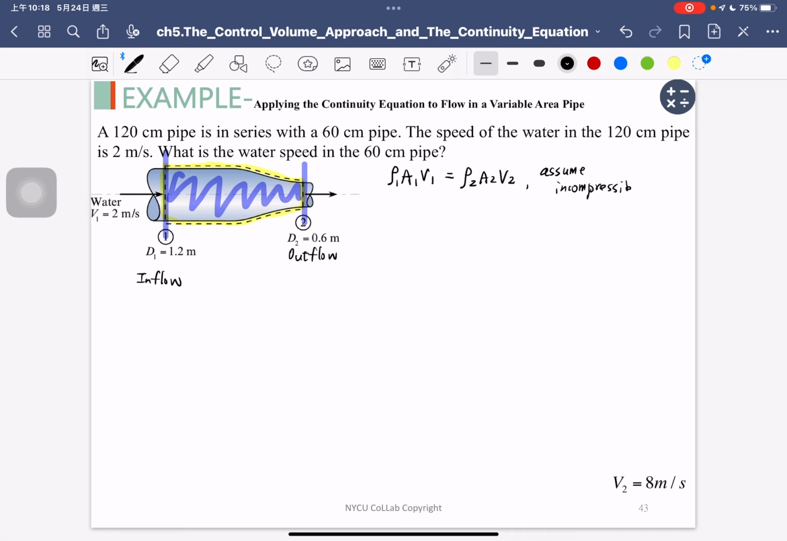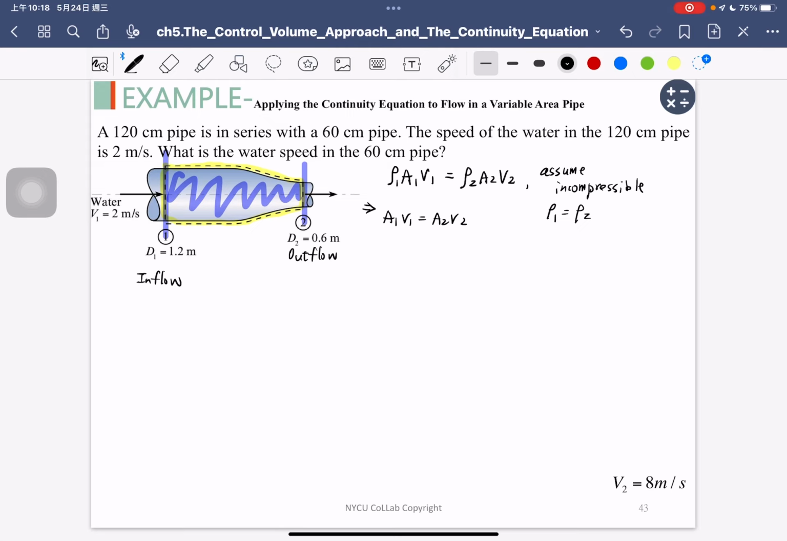The reason is that our fluid here is water, not gas. So water we can always treat as incompressible flow. That's the reason we can say that rho 1 equals rho 2, so the density is constant. So we can rewrite the equation as A1 V1 equals A2 V2.